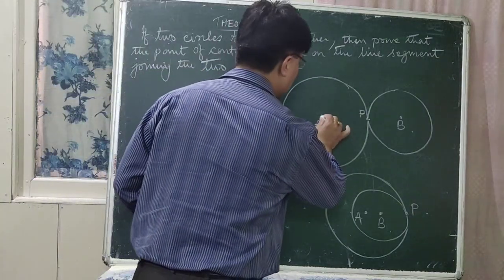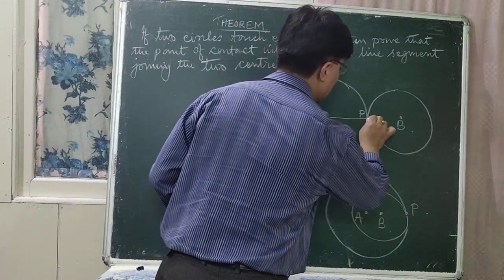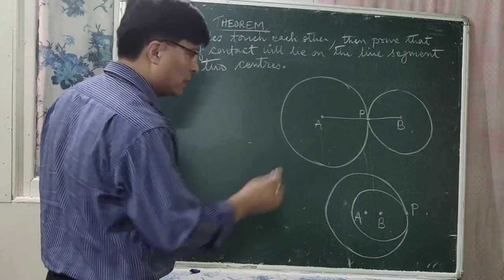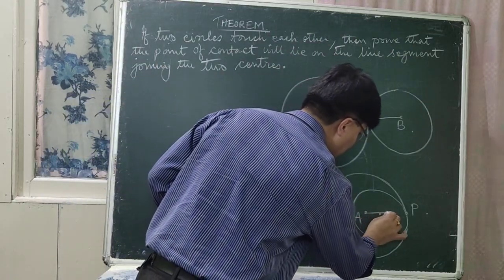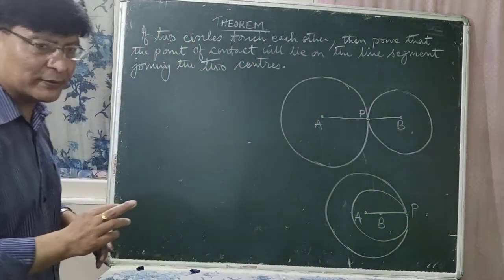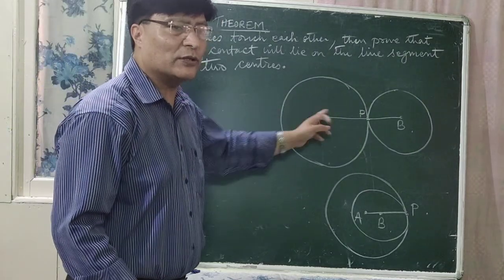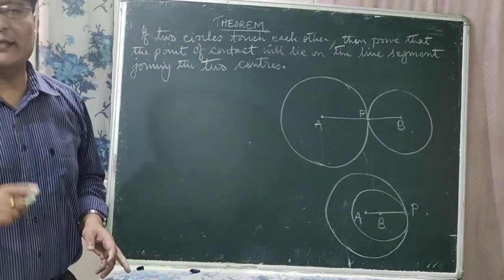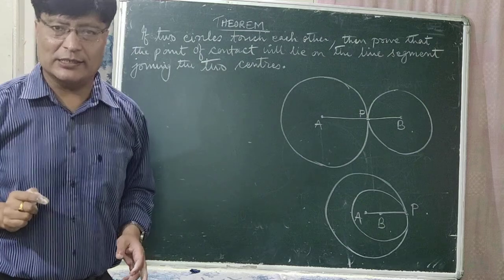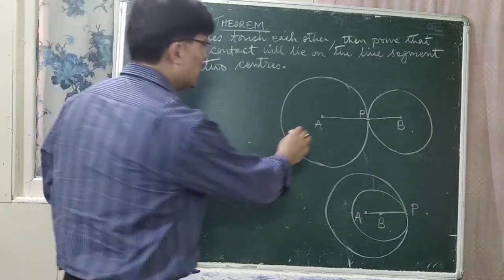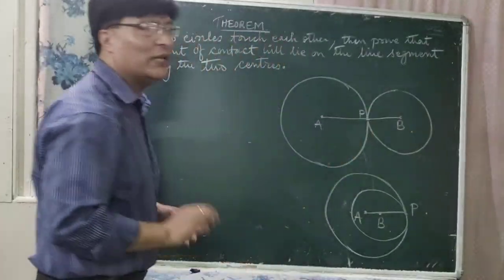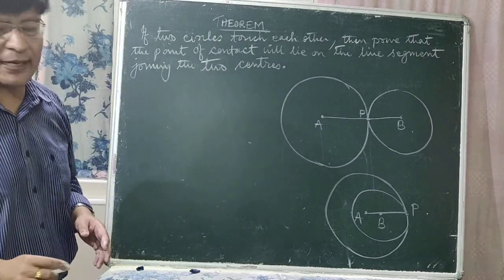So let us join A and P, and let us join B and P. So here also let us join A, B and P. You have to prove that P lies on the line segment joining the centers of the two circles. That means you have to prove these A, P, B are collinear. Collinear means lying on the same straight line.